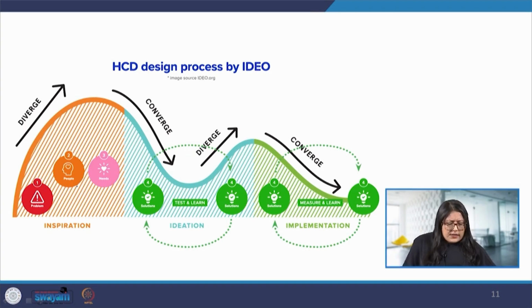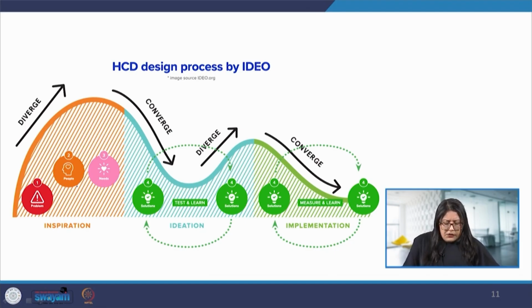Now, in the ideation stage, we can see that there is test and learn. There are two things here. So, this again is a cyclical process we discussed in human centered design in the previous slide, that one can go back and forth between the steps. So, here within the ideation stage, we are moving from test to learn, so that we are able to come up with the best possible outcome from this stage.